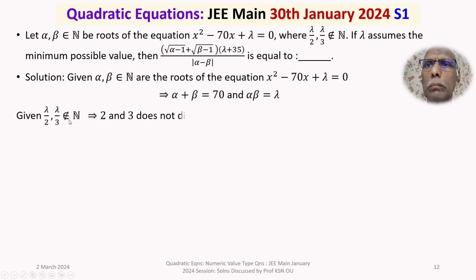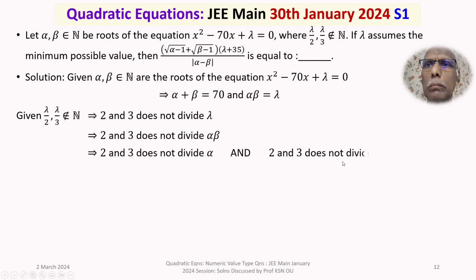We are given λ/2 and λ/3 are not natural numbers. What is the meaning of this? The meaning of this is 2 and 3 are not divisors of λ. That means 2 and 3 do not divide λ. But λ is equal to αβ. Therefore, 2 and 3 do not divide the product αβ. And since 2 and 3 are relatively prime, 2 and 3 do not divide α, and 2 and 3 do not divide β.